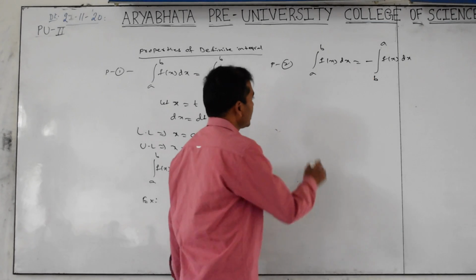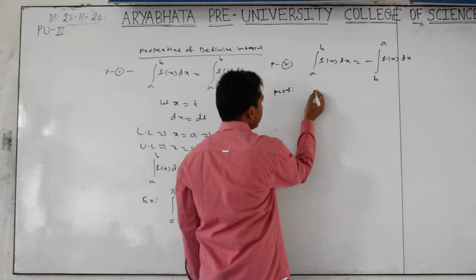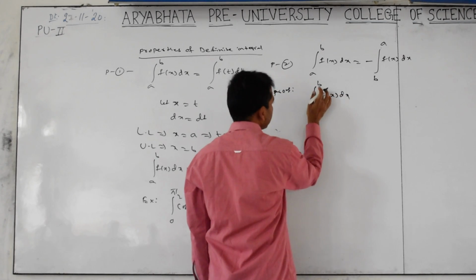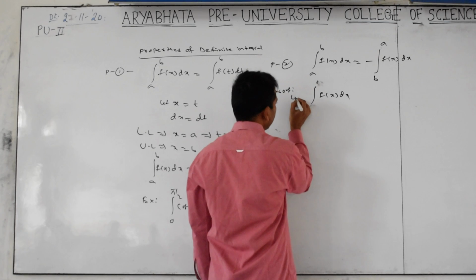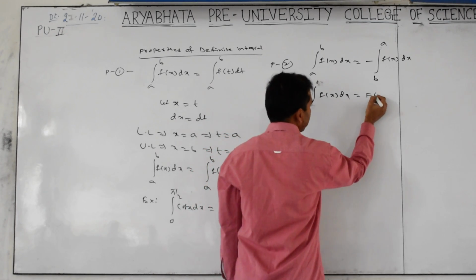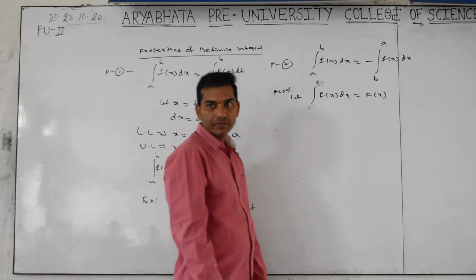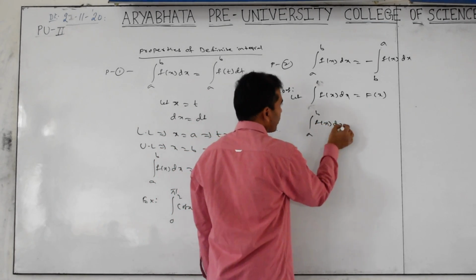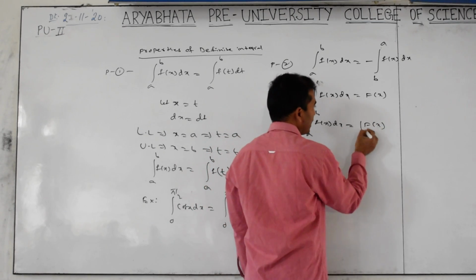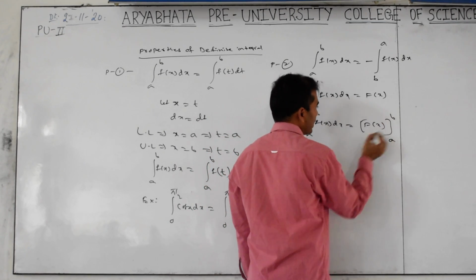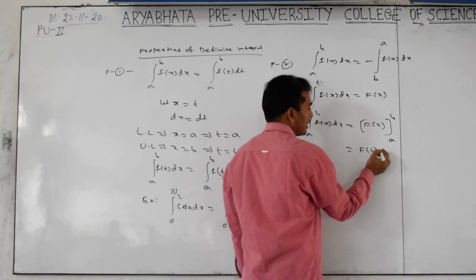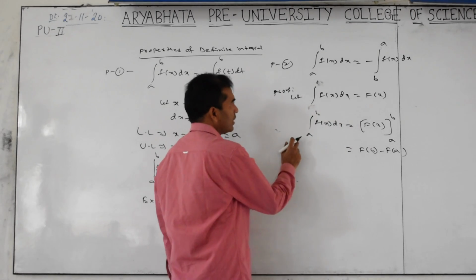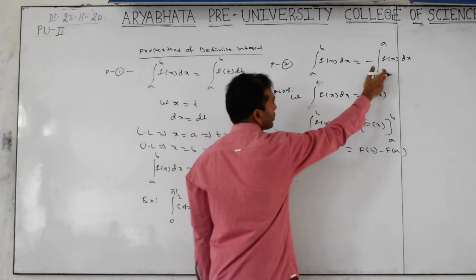Let us prove. Integration of a to b f of x dx. Let integration of f of x dx equal capital F of x. Now integration of a to b f of x dx equals capital F of x with limits a to b. Applying the limits, we get F of b minus F of a. Are you following?